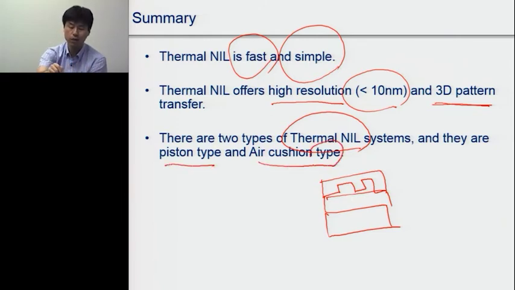Next lecture, we're going to talk about the resist used for thermal nanoimprinting, and we will also talk about the issue of alignment.